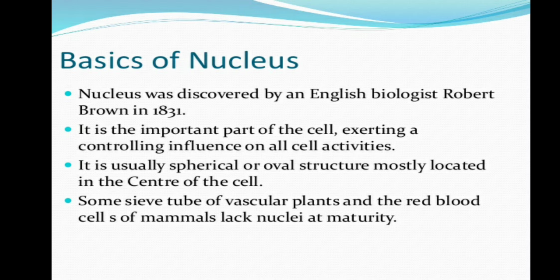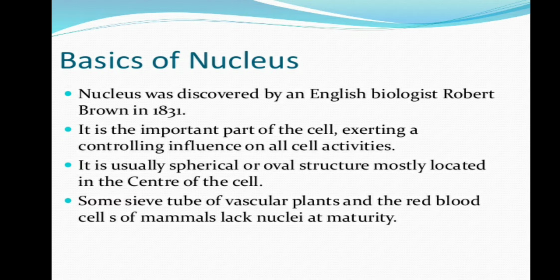So, the nucleus was discovered by Robert Brown in 1831. And if we talk about the shape of the nucleus, the nucleus is a spherical or oval structure, and in animal cell it is located in the center, while in plant cell it is located towards the periphery, towards the corner, because in plant cell the central space is occupied by a large size vacuole.